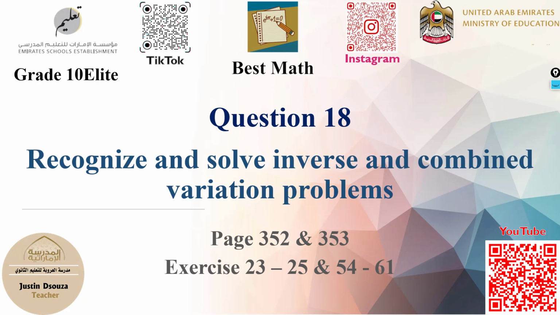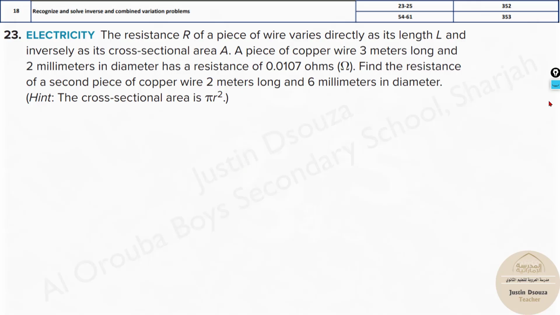In this video, we will learn about variation. The variation might be direct variation, inverse, or combined variation. We have a real world problem about electricity. The resistance R of a piece of wire varies directly to its length. So let's write resistance varies directly to its length and inversely to its cross-sectional area. R is inverse 1 by A.